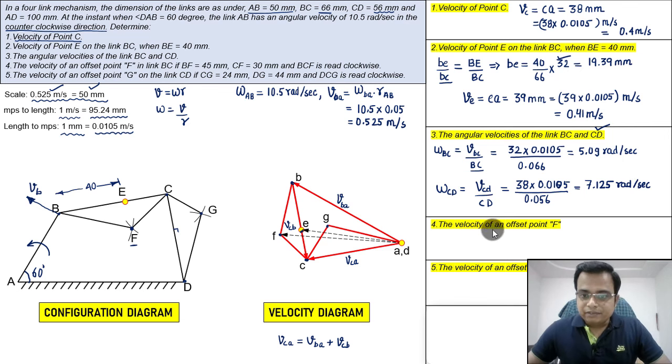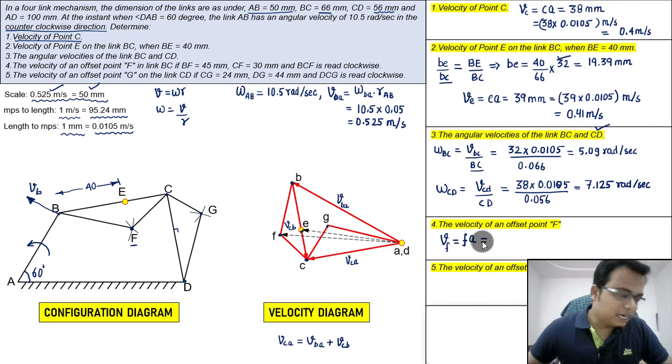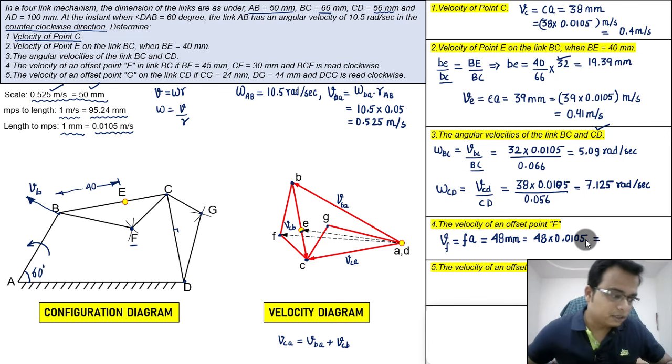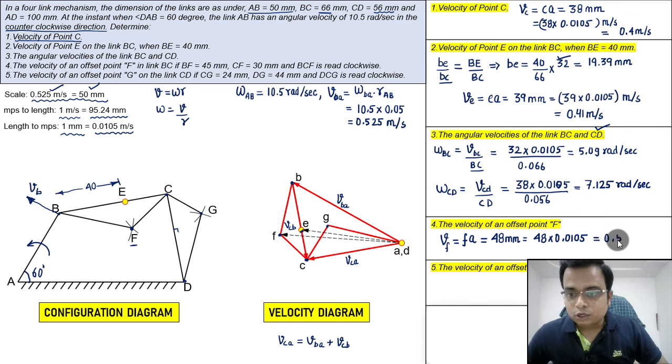Finally, we need to find the velocity of an offset point F. You need to find the velocity of F with respect to this fixed length. So measure this F to A with the help of a scale. Do this measurement. Let me just write this. Vf is equal to FA, and this measurement will work out as 48 millimeters. And you know the drill now. In order to convert this into meters per second, here we have it, 48 multiplied by 0.0105, and on doing the math, the value that you will get is 0.504 meters per second. That's it.